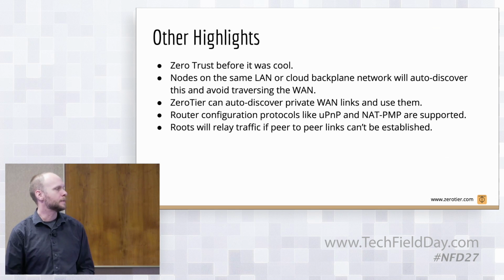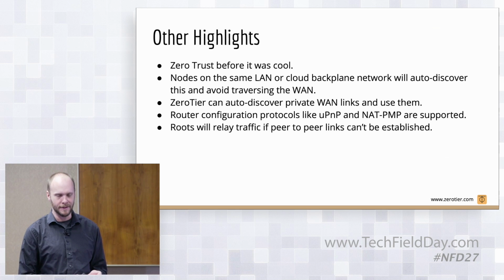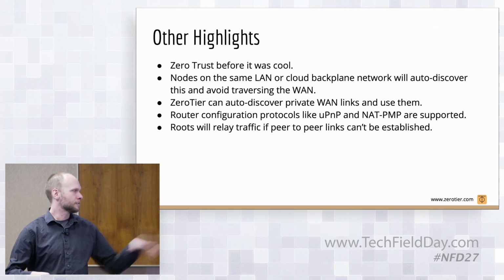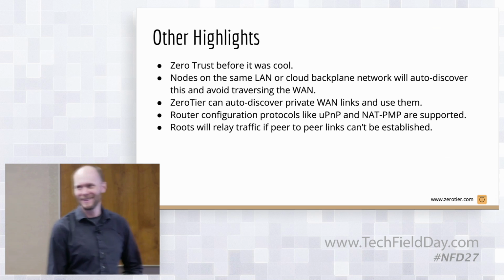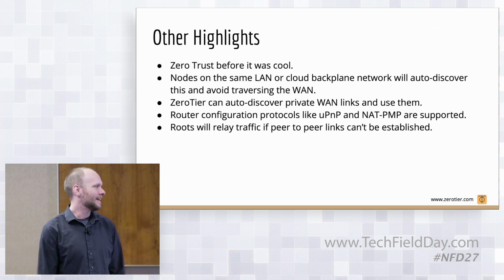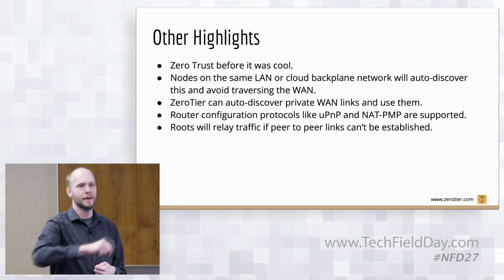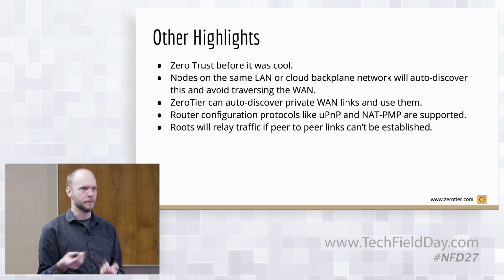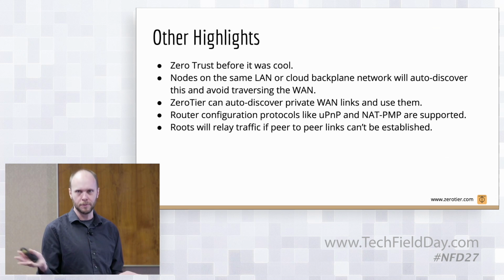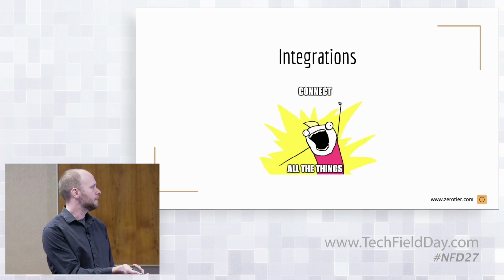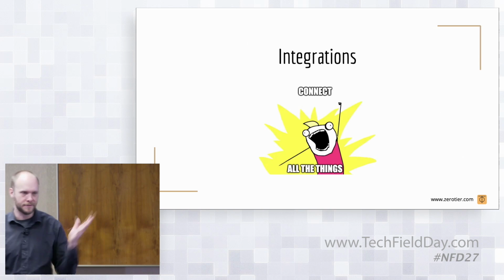So that's what it'll do. Also, if you've got private WAN links that have private addresses, like MPLS infrastructure or something, it'll just discover that and use it. That'll become one of the routes that it uses. If your router has UPnP or NAT-PMP, it will use that to improve its likelihood of doing a direct link. And last but not least, the routes will actually relay traffic if you can't make a peer-to-peer link. So if you're somewhere behind some crummy or lockdown router, it'll still work, it'll just be slower.